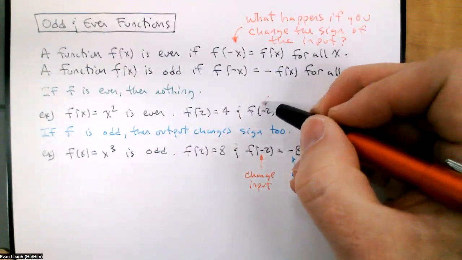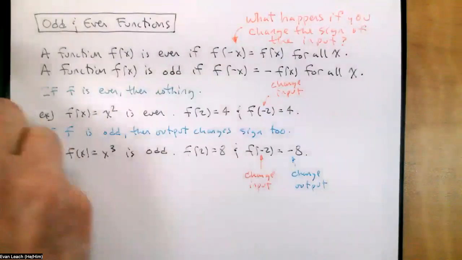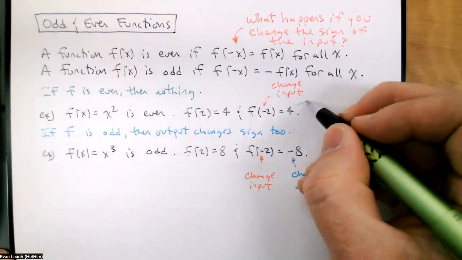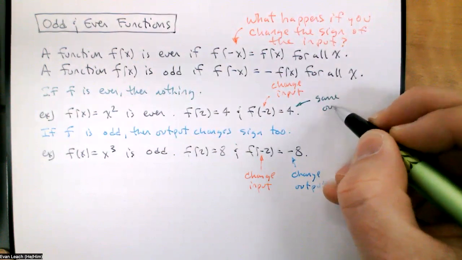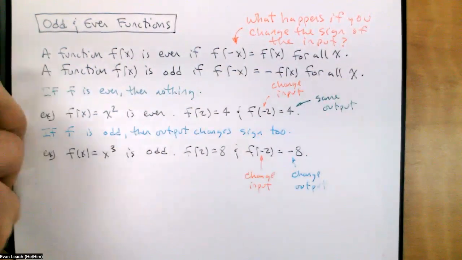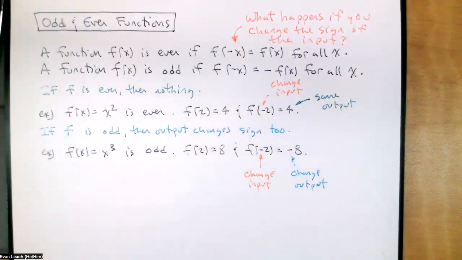For an even function, we change the input, the output does not change. So that's the difference between an even and an odd function. What happens if we change the sign of the input? The reason it has come up here is that sine is an odd function and cosine is an even function.